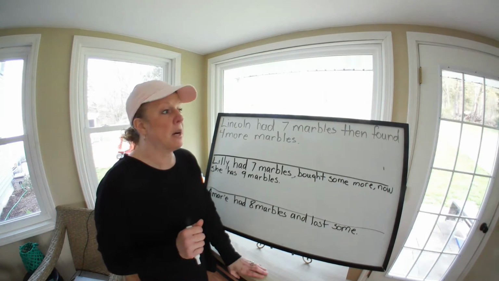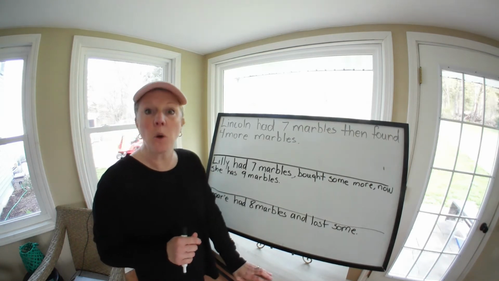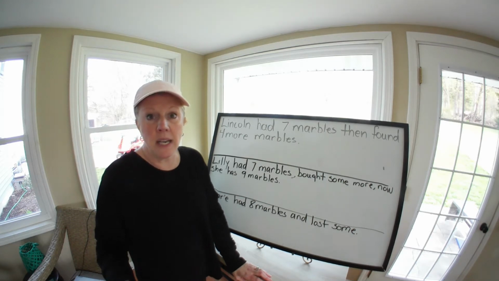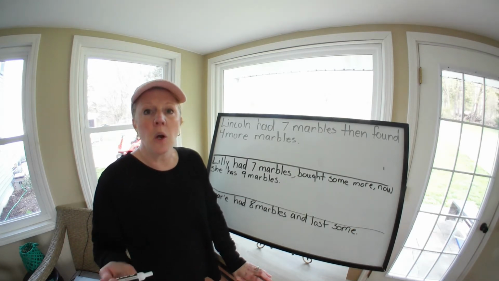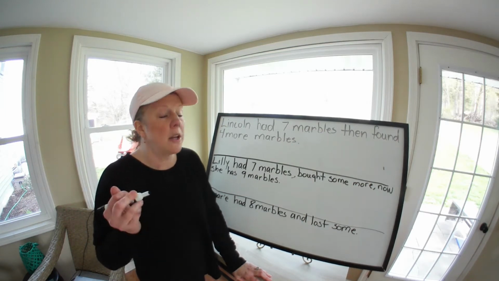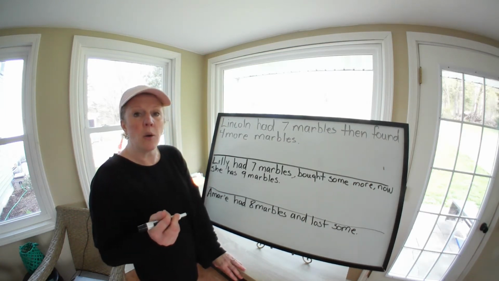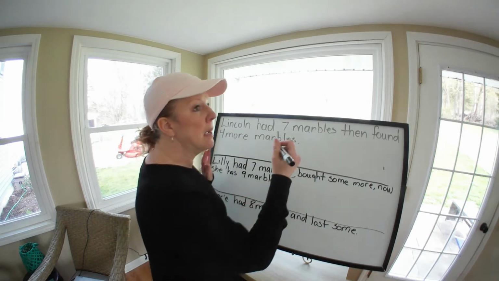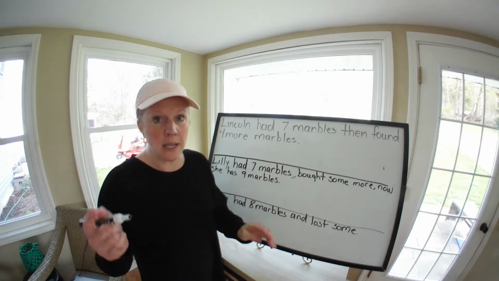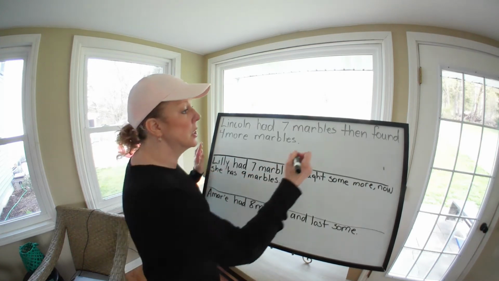Lincoln had 7 marbles, then found 4 more marbles. So my question to you is, how many marbles does he have now? So what we're going to do is we're going to be nice and organized and we're going to draw these marbles. Now, we're going to use the 10 frame. Remember, in a 10 frame, you can only have 5 on top, 5 on the bottom. That's a really important part of this. So let's take a look.